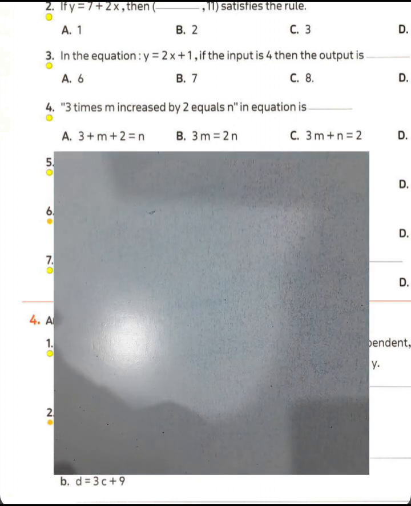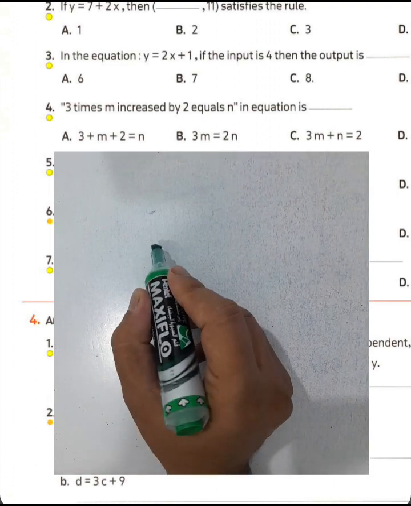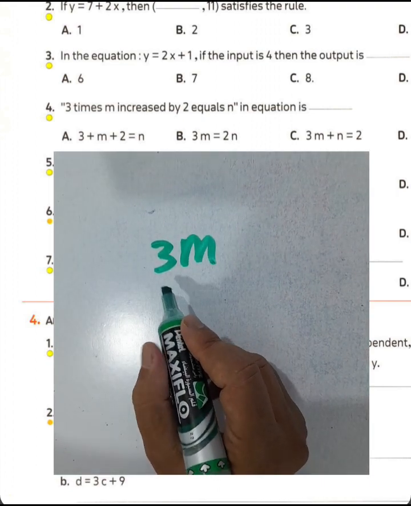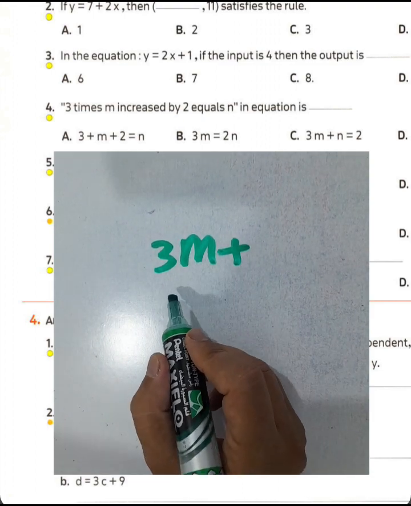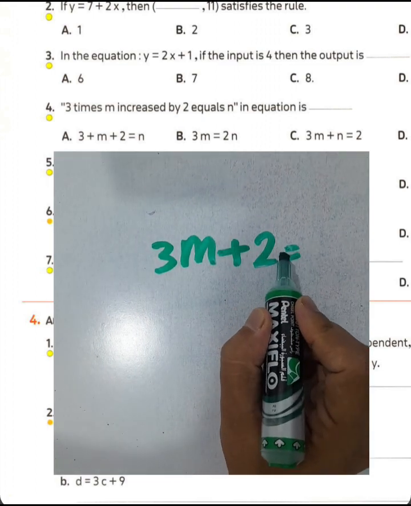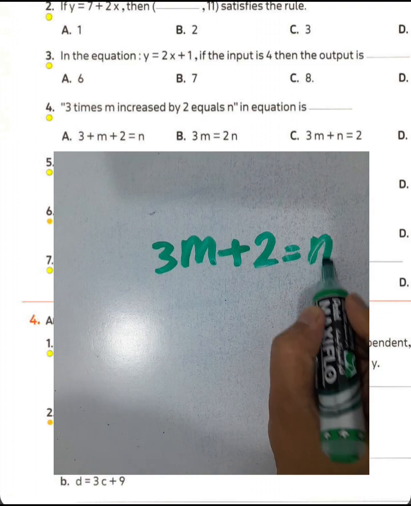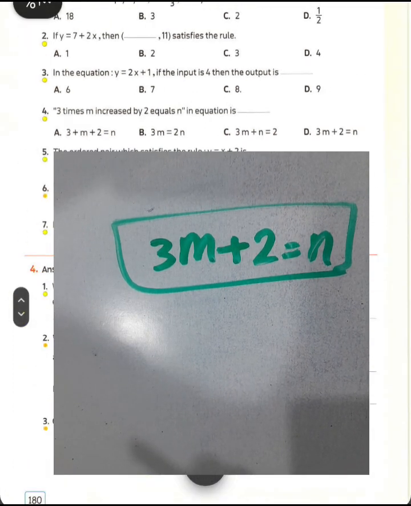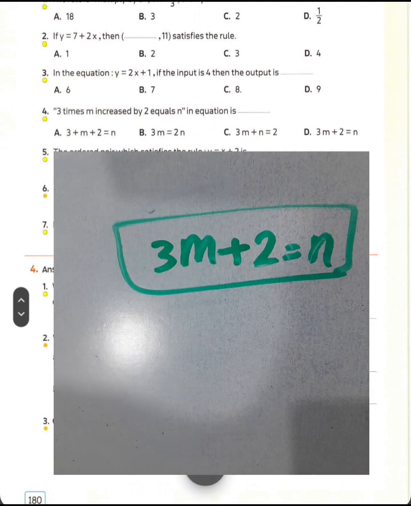3 times m increased by 2 equals n, in the equation. 3 times m, it means 3m. Increased, it means what? Plus. Increased by 2 equals n. 3m plus 2 equals n. Question number 4. Choose letter what? Letter D. 3m plus 2 equals n.